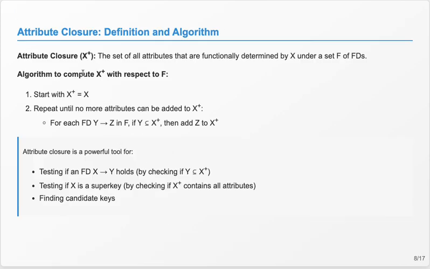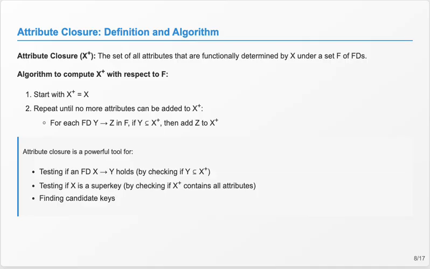So this is the formal definition of attribute closure. The attribute closure is the set of all attributes that X functionally determines under a set of functional dependencies. This is the algorithm to compute it. We start with the original left-hand side, X, and then we repeatedly check each functional dependency in F, and include the new attributes that can be functionally determined by F into the closure of X. And then we repeat until no more attributes can be added to the closure of X.